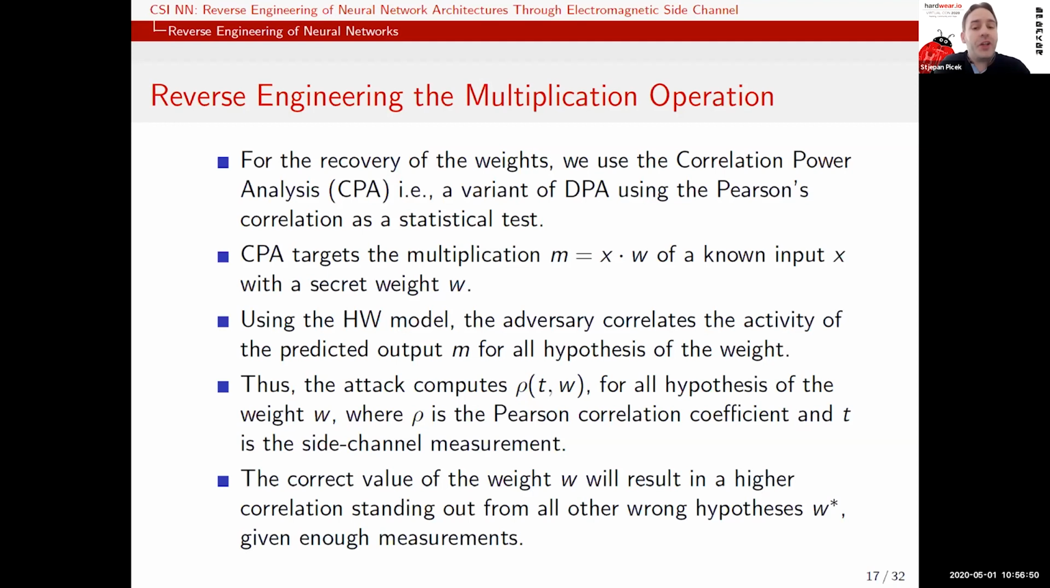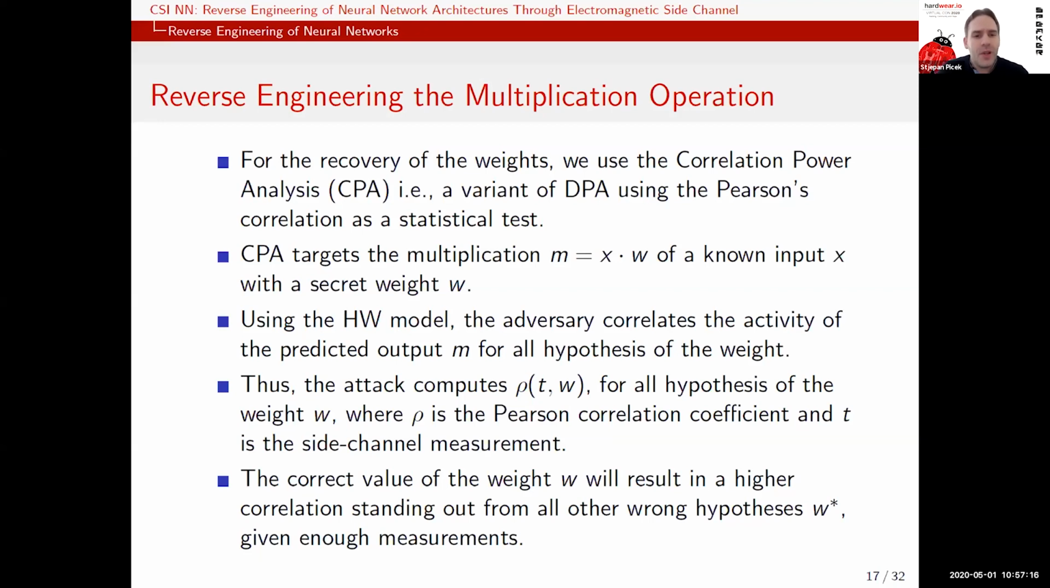So what did we say? We said we need activation functions. We need the weights. Well, how do we recover the weights? I think this is the coolest part of the procedure. We simply use the correlation power analysis, CPA. That's a variant of DPA, the graph I showed you a couple of slides ago. The only difference is that here, for the statistical technique, we use Pearson correlation.